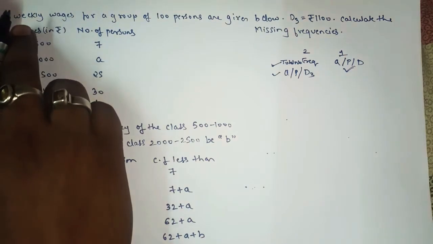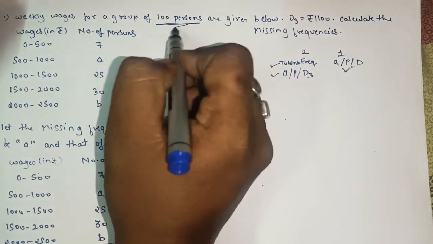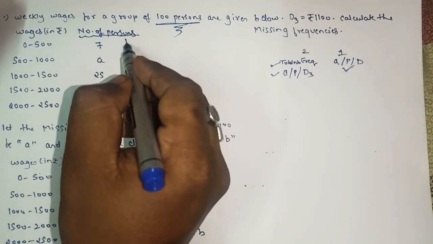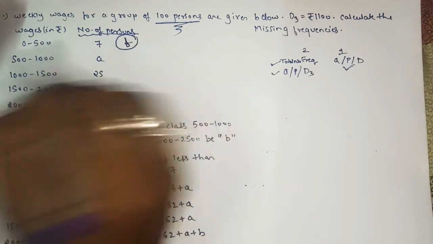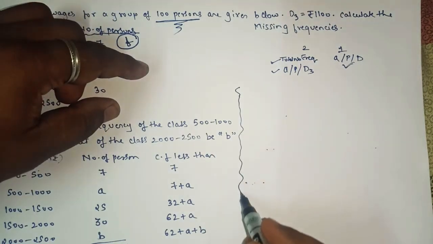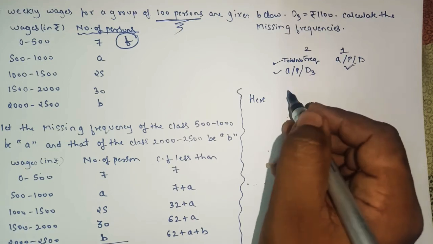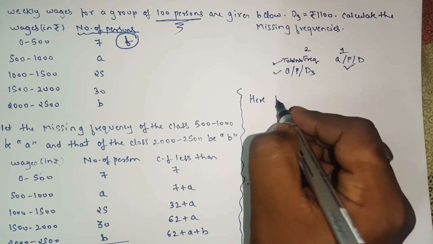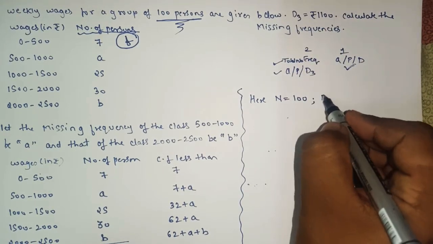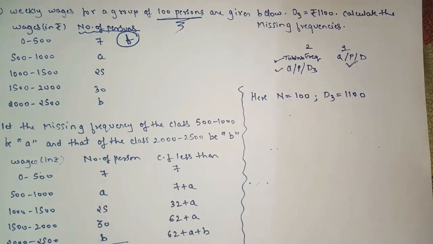It says that weekly wages for a group of 100. So this 100 is what? The total number of frequencies, number of persons. Here it is known as what? F, na? Yes or no? So here we can say the total frequency. Okay, total frequency. So here we have n, total frequency is 100, and here we have one more value which is known as third decile, that is 1100.